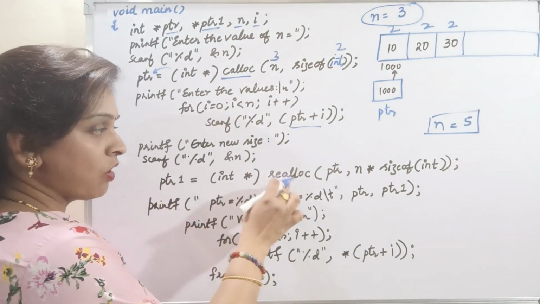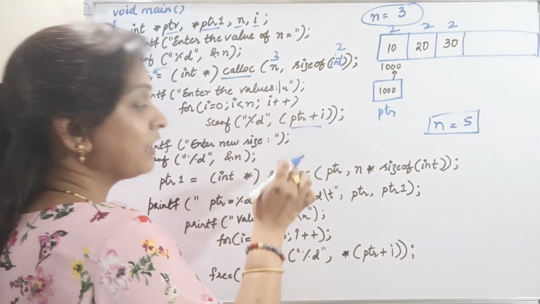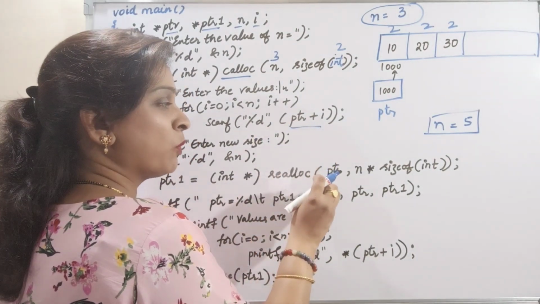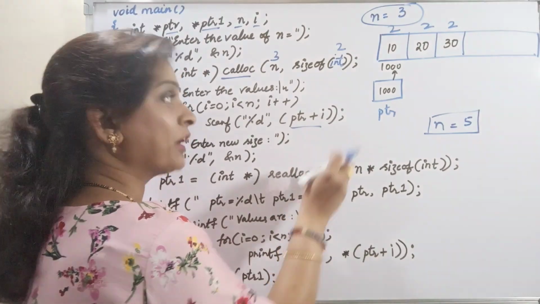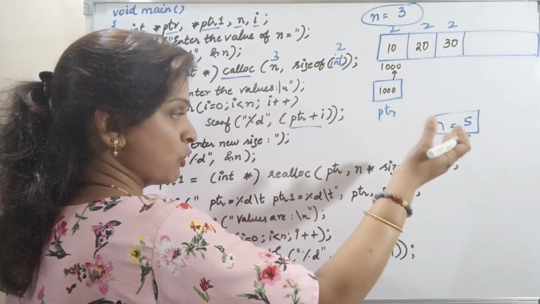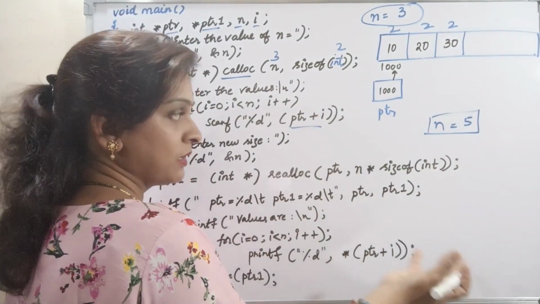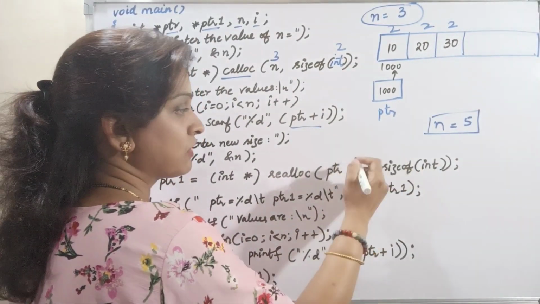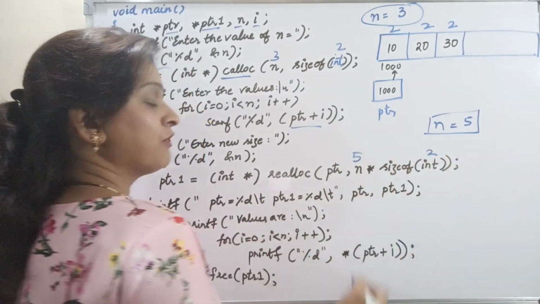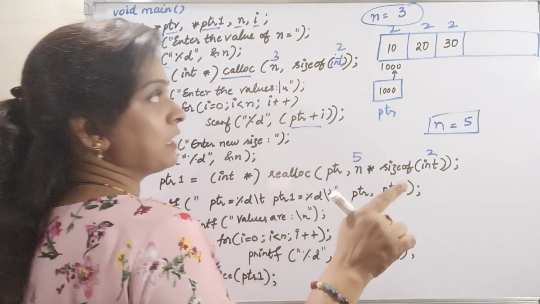Now I say realloc, typecast that to integer, reallocation for the already allocated memory which is pointed to by the pointer PTR. So PTR is pointing to 1000. So I need to reallocate this. To how many bytes do I need to allocate? So n I have given as 5 into size of int, which means 2. 5 into 2, totally 10 bytes.